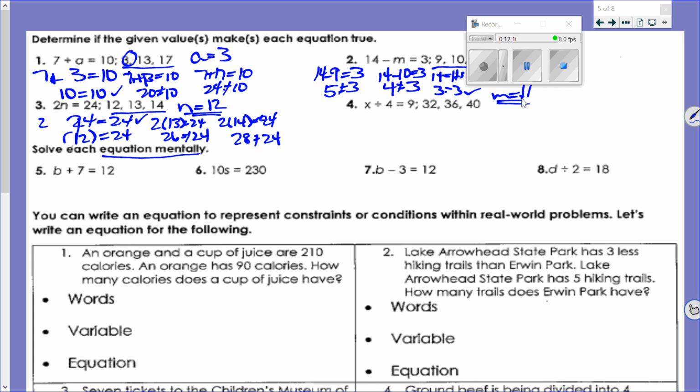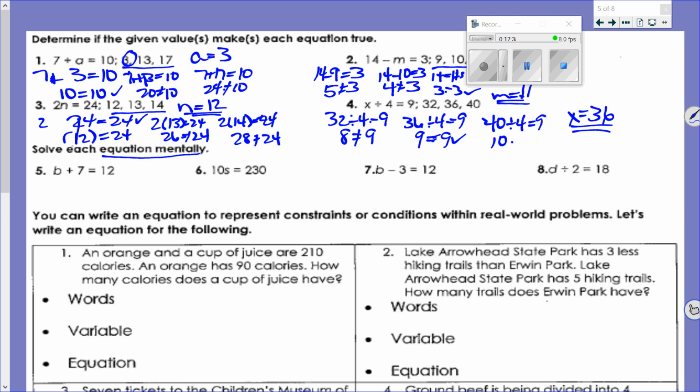Our last set here. 32 divided by 4 equals 9. 8 equals 9. That is false. 36 divided by 4 equals 9. 9 equals 9. That is true. So we actually have our solution, which is x equals 36. And then our last check. 40 divided by 4 equals 9. 10 equals 9. That is false. Using mental math, these ones should be pretty easy.